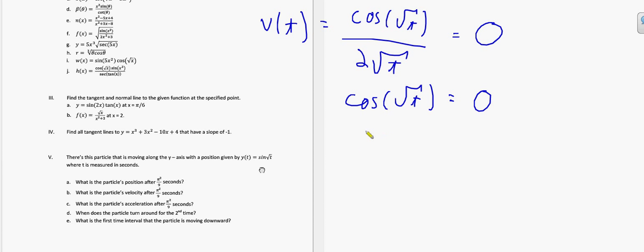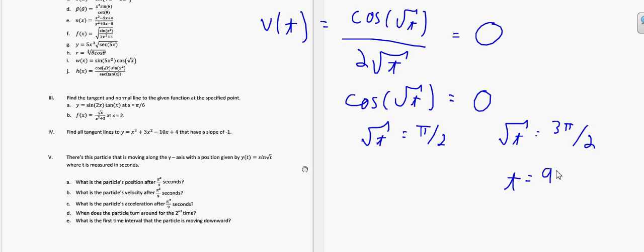So there we go, and we know cosine is 0 at pi over 2, or it's 0 at 3 pi over 2, whatever. We want to know when the particle turns around for the second time. Well, it's going to be 0 for the second time at 3 pi over 2. So the time is really going to be 9 pi squared over 4. And that's seconds.